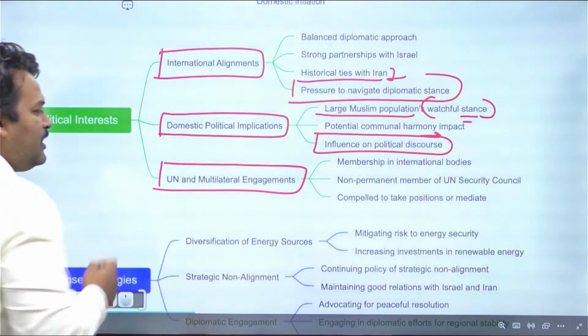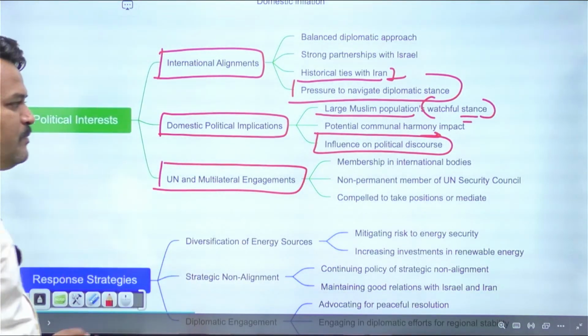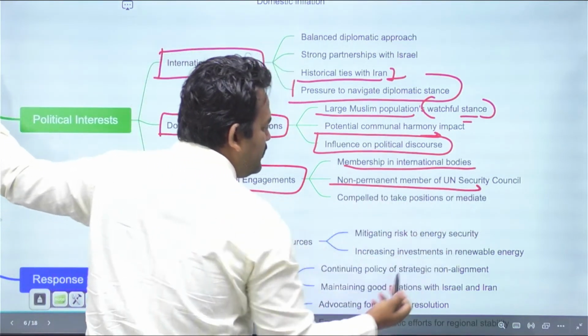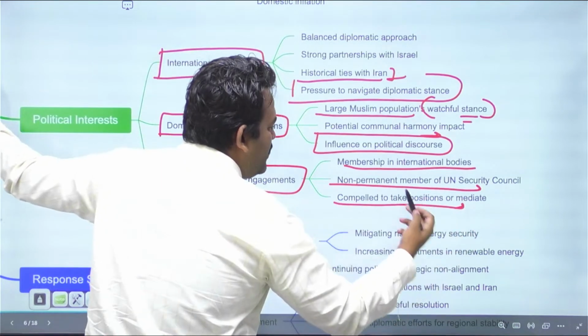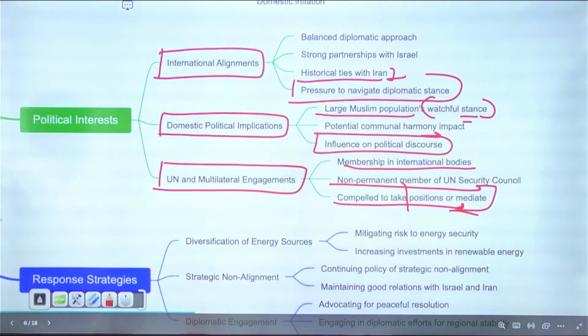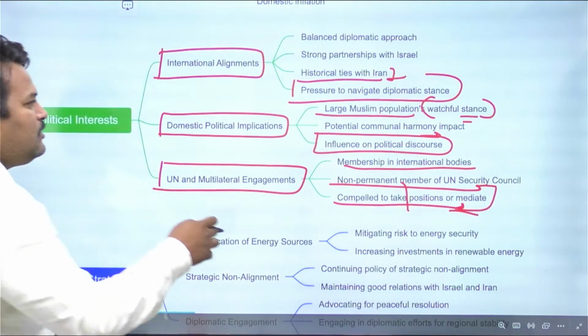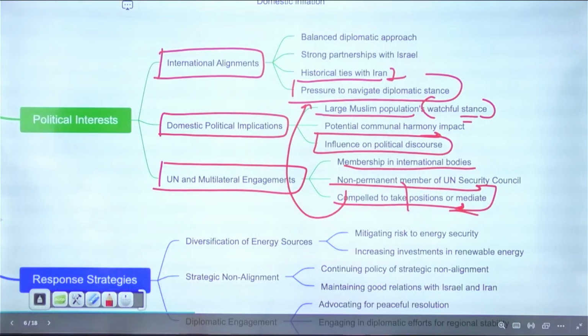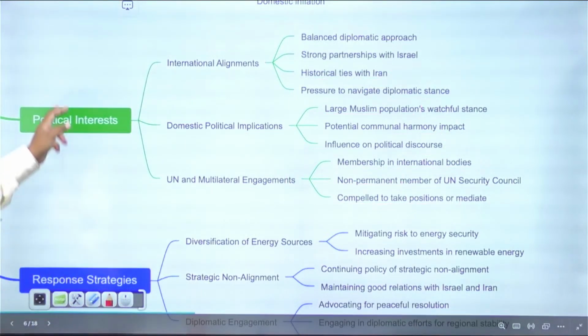Another thing is United Nations and multilateral engagement. Membership in international bodies, as a non-permanent member of the UN Security Council, compels India to take positions and mediate between these warlike situations. So overall, we have to have some diplomatic stance, right? So what should be our response strategies?